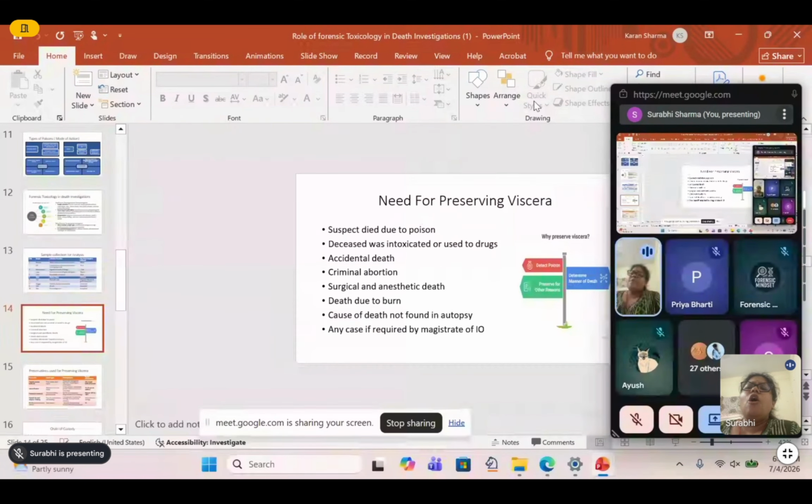Now, preserving of viscera. Once we have taken these visceral organs, we need to preserve those viscera. Why do we need to preserve those viscera?